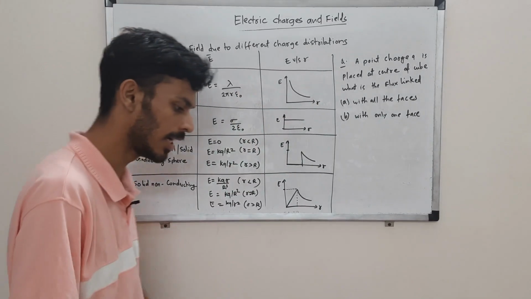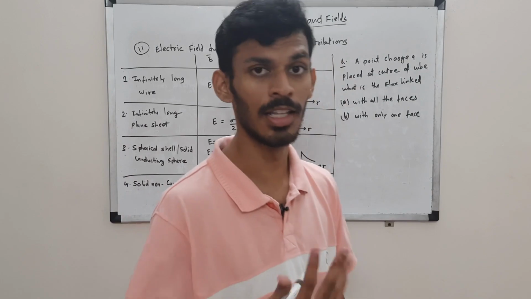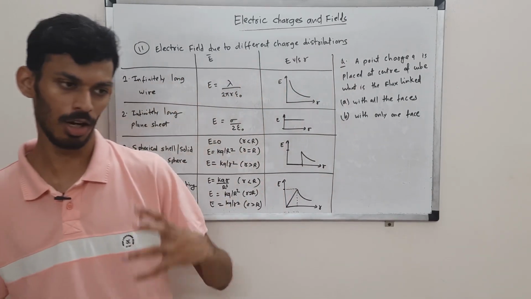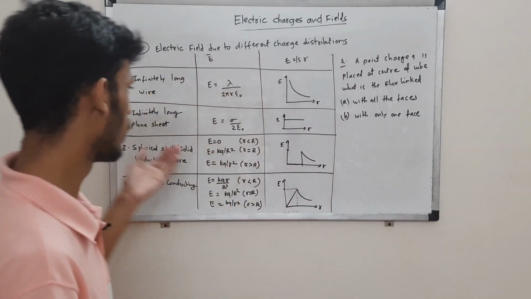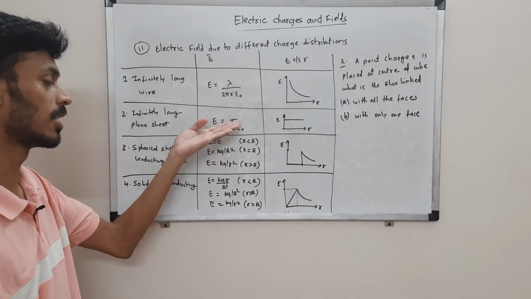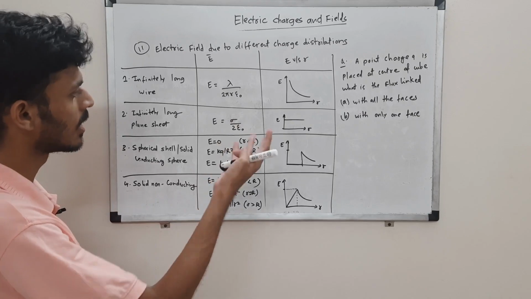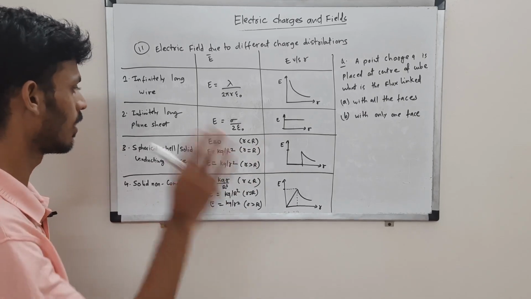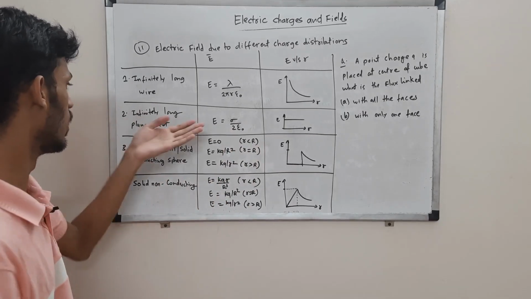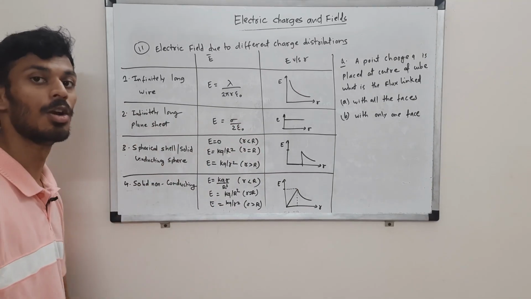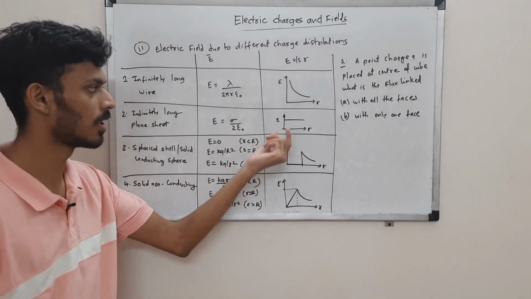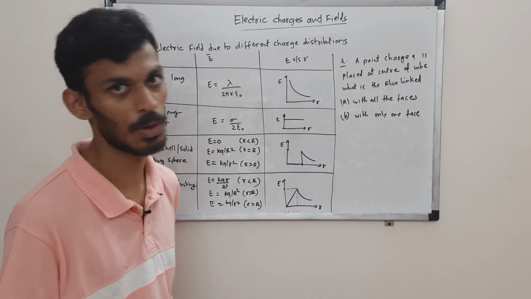Then we have an infinitely long plane sheet. In this case we can have a plane sheet or a conducting plate. In case of a plane sheet, it is sigma by 2 epsilon naught. In case of a conducting plate, it's sigma by epsilon naught. That second part is not important, but for a plane sheet it is sigma by 2 epsilon naught. Here there is no r factor, so the electric field is constant with respect to r.